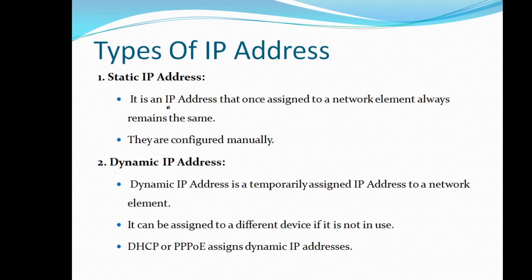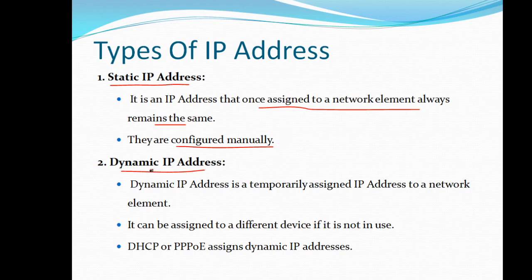Now coming to the different types of IP addresses. We have two types: a static IP address and a dynamic IP address. A static IP address is an IP address that, once assigned to a network element, always remains the same. Once it is assigned to a machine, it remains fixed. These static IP addresses are generally configured manually by the system administrator or network administrator.